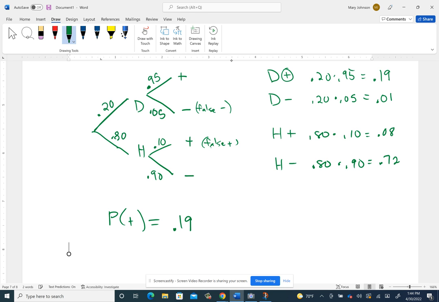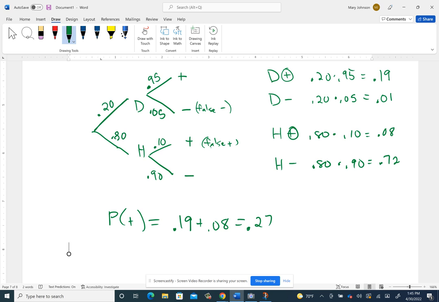Here's positive, plus the 0.08. So the 0.19 plus the 0.08. So that would be 0.27. So there's a 27% chance that a deer in this population would test positive.